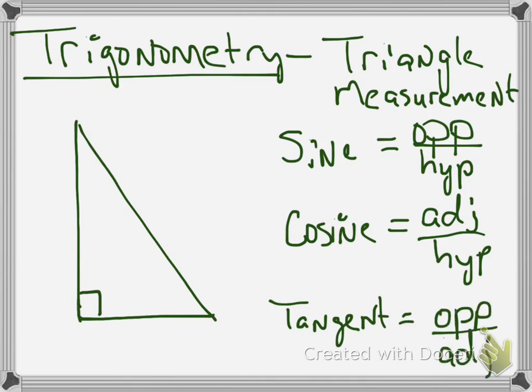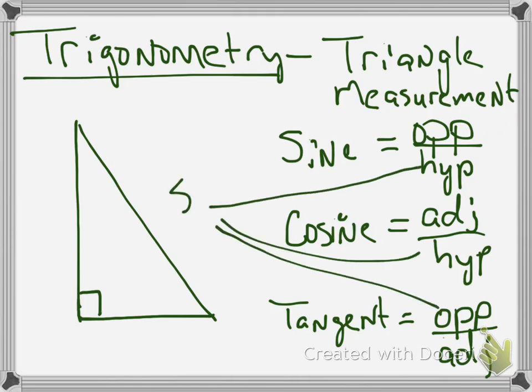This right here refers to sides. When they're referring to these things, they're referring to the sides. And you're going to have, say, sine theta, cosine theta, tangent theta. Those are referring to angles.